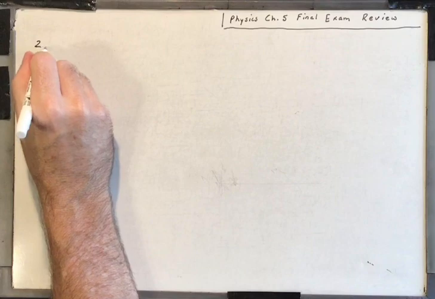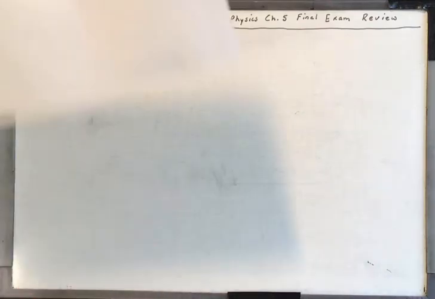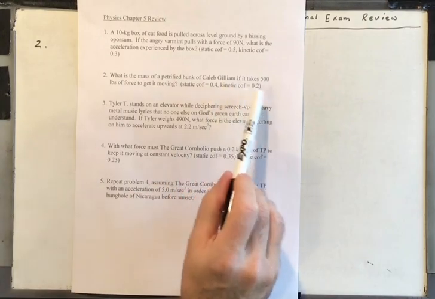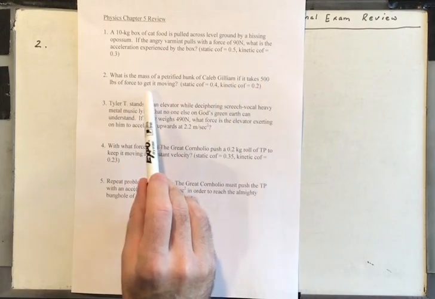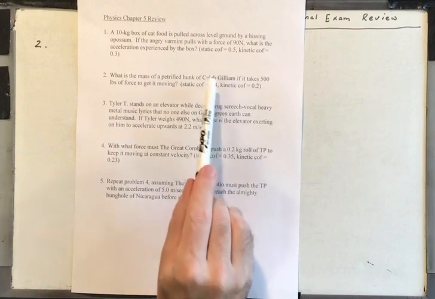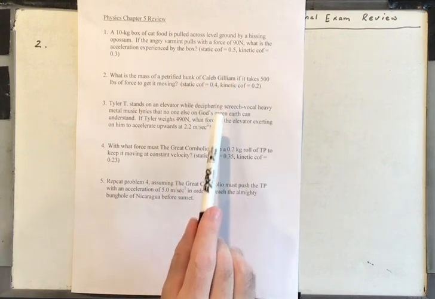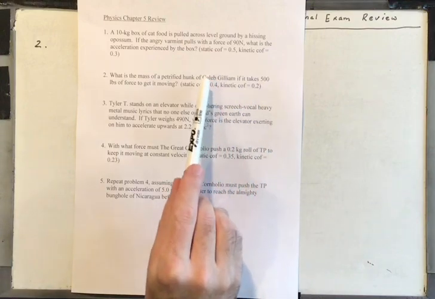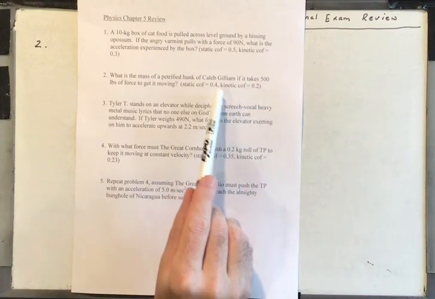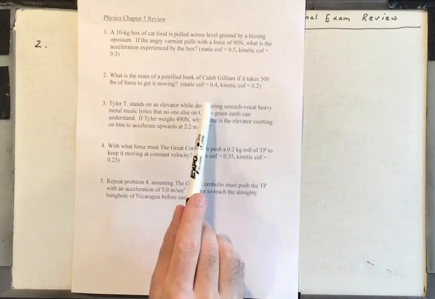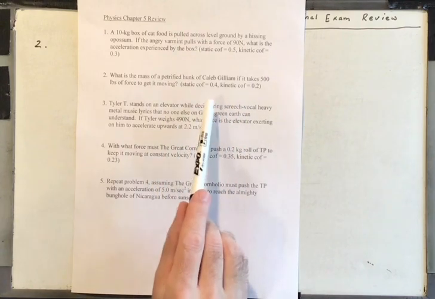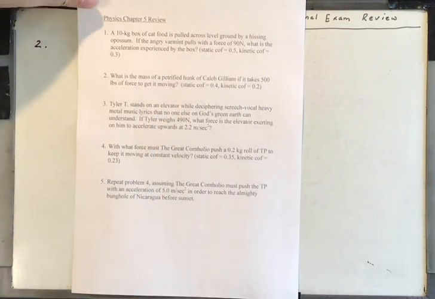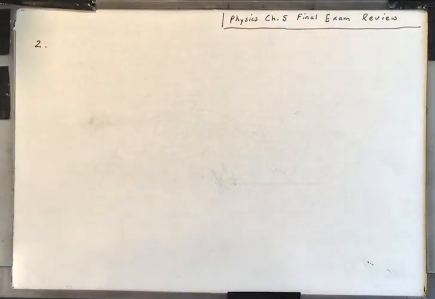Number 2 says, what is the mass of a petrified hunk of Caleb Gillum if it takes 500 pounds of force to get it moving? All right, that's a former student of mine, my first year. Just an inside joke there. I probably should have changed that to just a petrified hunk of wood a long time ago, but I still don't do that. It means nothing to you. All right, 500 pounds of force to get it moving. We want to know what's the mass.